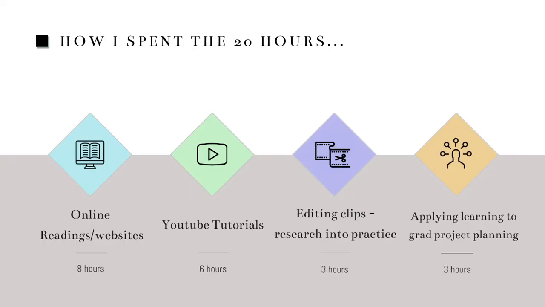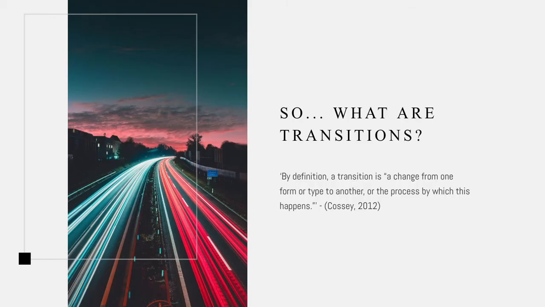So how did I spend my 20 hours? I did 8 hours on online readings and websites, 6 hours on YouTube tutorials, 3 hours on editing clips and research into practice, and 3 hours applying learning to my grad project planning. So what are transitions? By definition, a transition is a change from one form or type to another, or the process by which this happens.